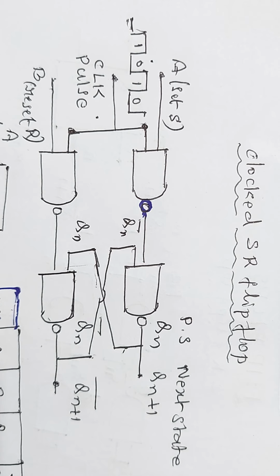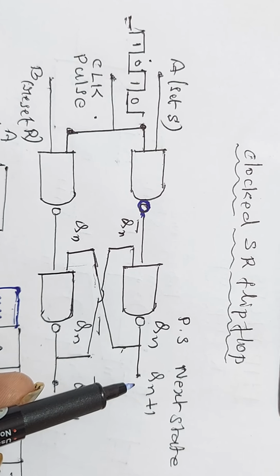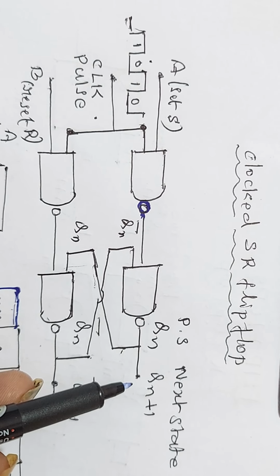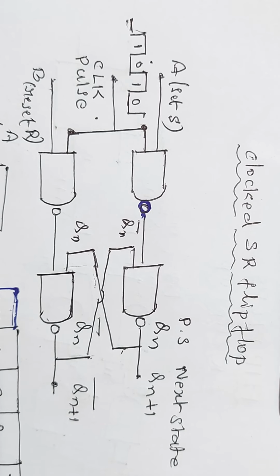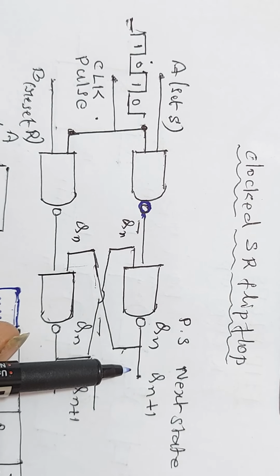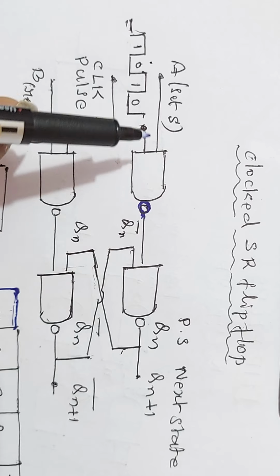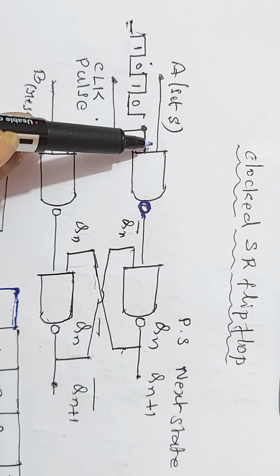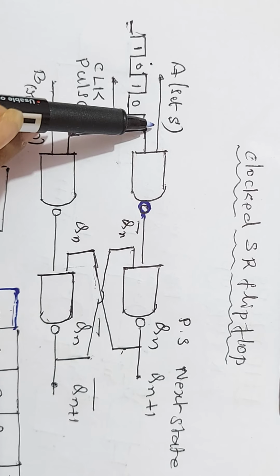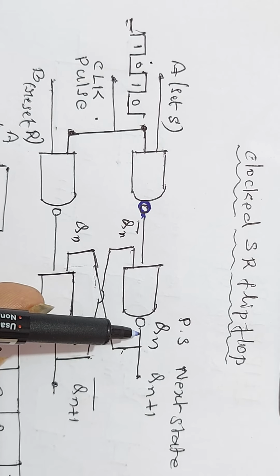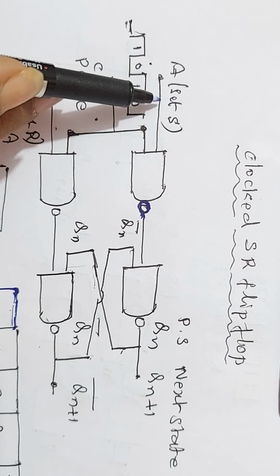That we should know. In a normal SR flip-flop, if you want to set the output to 1, that is, if you want to set the flip-flop, the set input has to be made 1. And the output remains 1 as long as the input S is present. When the set input S is 1, output is 1. This 1 will be there as long as the input S equals 1.